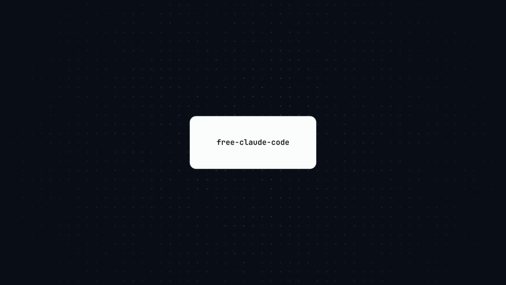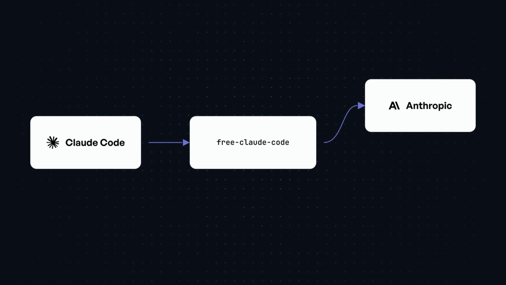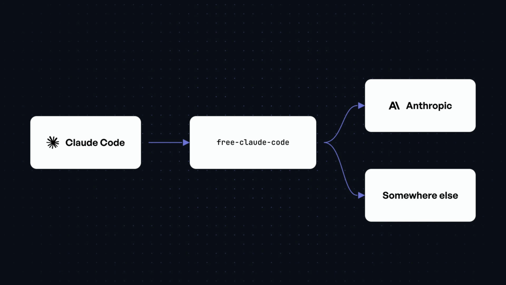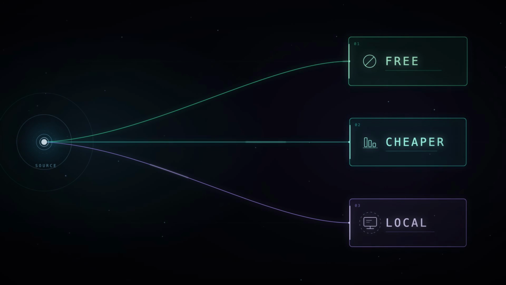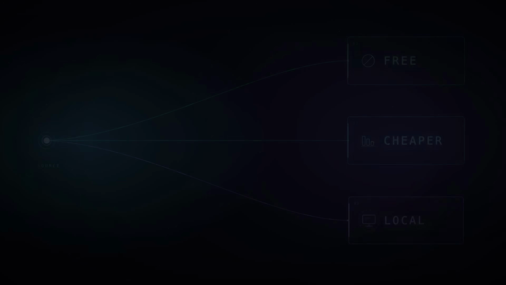Free Claude Code sits in the middle. Instead of Claude Code talking directly to Anthropic, it can send that same request somewhere else. But the interface looks the same. It's a free provider, a cheaper model, or even a model running locally on your own machine, so the agent stays the same. You just get to choose the brain behind it.